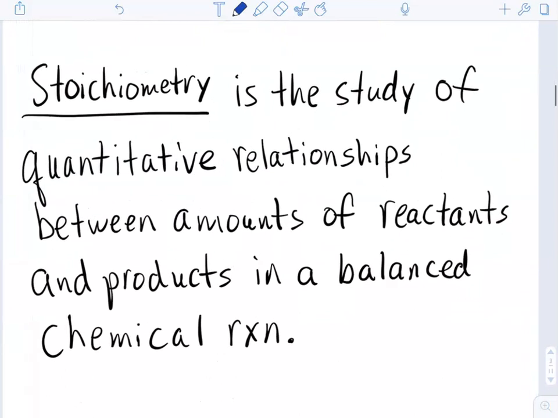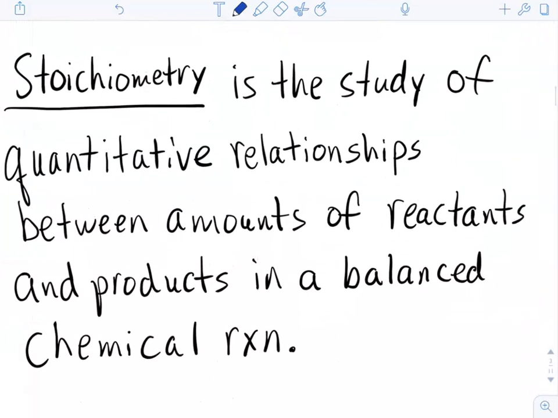Then we have, well, what is stoichiometry? So you want to, again, write this definition down. Stoichiometry is the study of quantitative relationships between amounts of reactants and products in a balanced chemical reaction. And you want to remember that quantitative just means that you are dealing with numbers. So basically, we're looking at the number of reactants compared to the number of products.